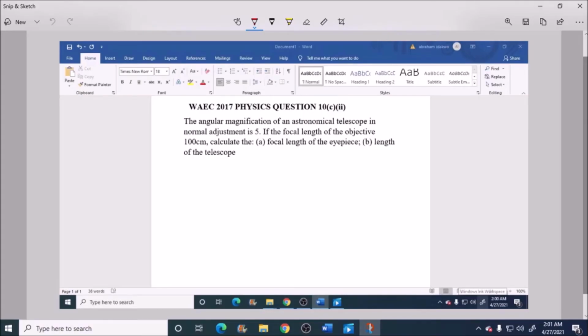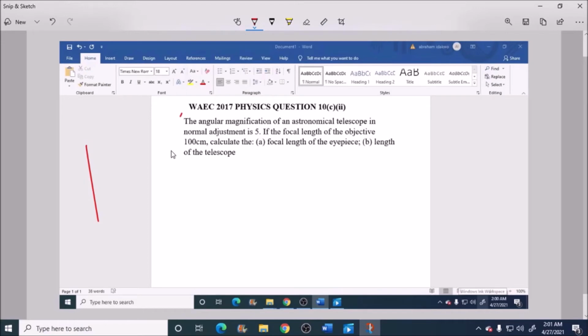Hello and welcome. Today I will be answering WAEC 2017 Physics question 10C Roman figure 2. The question says the angular magnification of an astronomical telescope in normal adjustment is 5. If the focal length of the objective is 100 centimeter, calculate the focal length of the eyepiece and then the length of the telescope. All right, so let's begin with the calculation of the eyepiece.